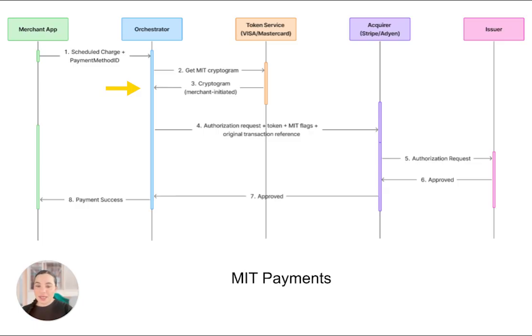That marking matters because a cardholder present cryptogram and a merchant initiated one are not interchangeable, and the issuer treats them differently. Step 4 is the step that carries the most.